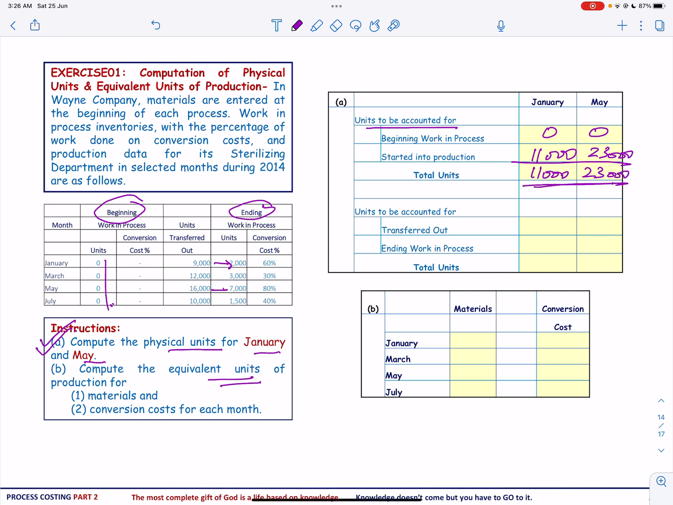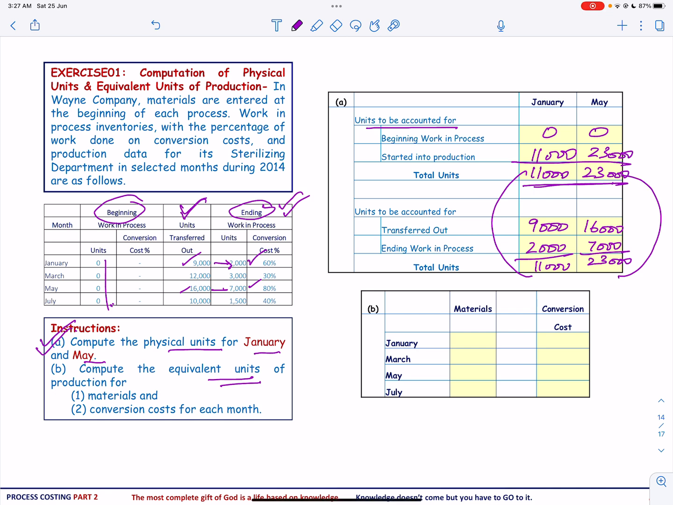Now the units to be accounted for can also be calculated by using the information from the transferred out and ending work in process. Transferred out is 9,000 and 16,000, while the ending work in process is 2,000 and 7,000. So you can calculate either way, you will get the same result. You can see.